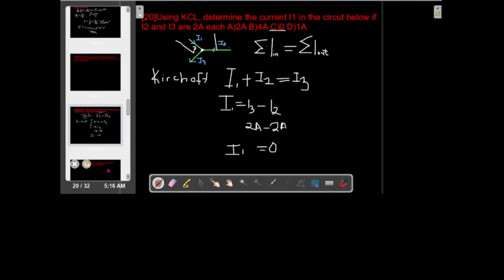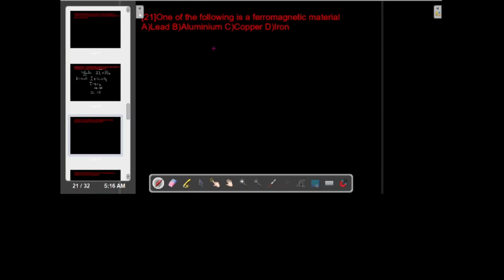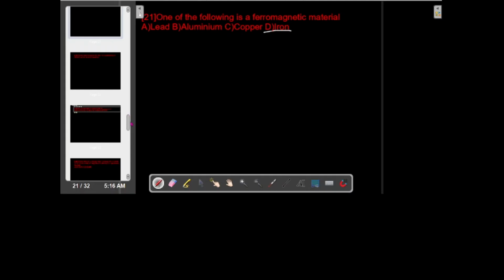So that brings us to the next question, the 21st question. One of the following is a ferromagnetic material. If you remember what ferromagnetic materials are, we've not taken them in magnetism, but we will in the next class. They can be magnetized strongly. So the answer here is iron, and they have magnetic permeability that is very much greater than 1.